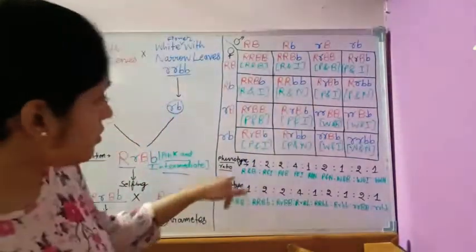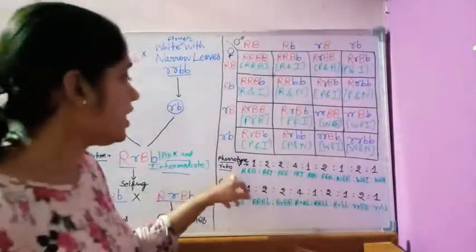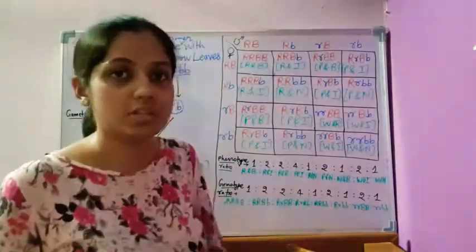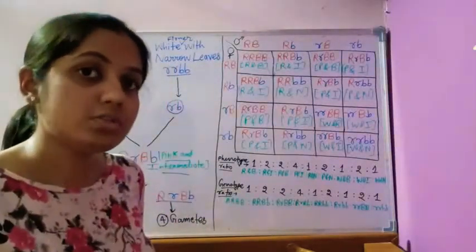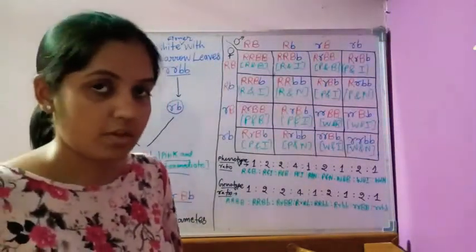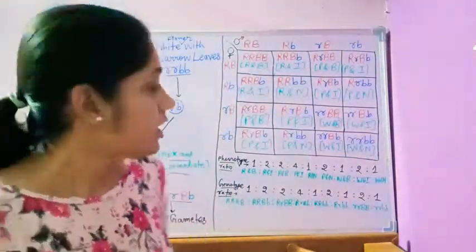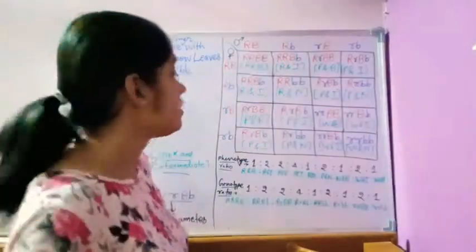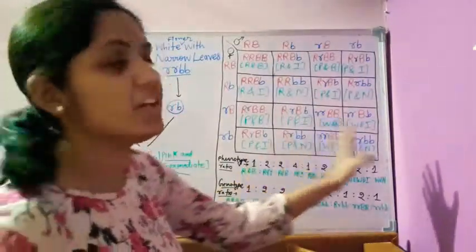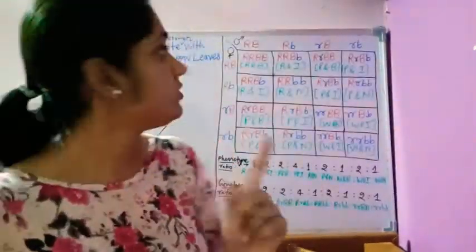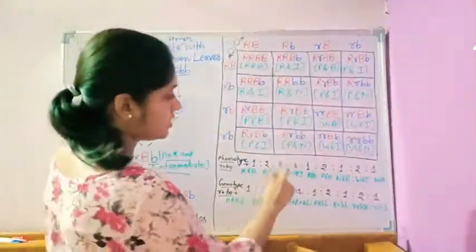If you see the phenotype, it deviates from 9:3:3:1, which is the phenotype ratio of Mendel's law of dihybrid cross in the garden pea plant. But here it deviates from this, while the genotype is similar. The phenotype is changed because of the incomplete dominance.